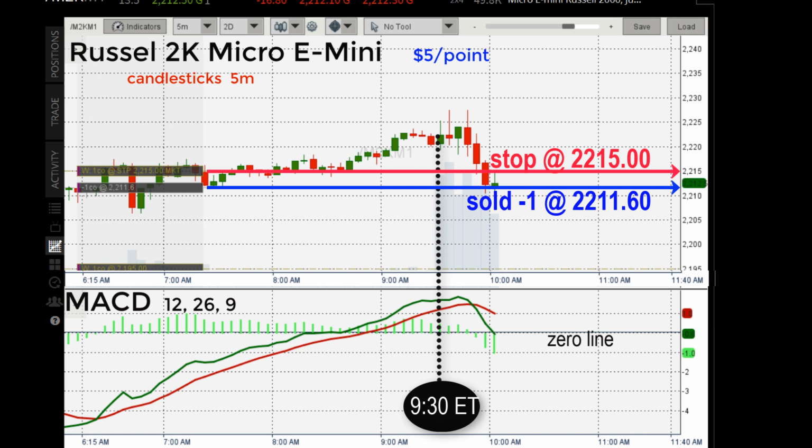Now let me frame the trade for you. Market opened at 9:30 and kind of went level for 10 minutes, then went down for about 20 minutes, and you can see that green line's below the red line, and they're headed toward the zero line, but not quite there yet. So this is not exactly a slam dunk trade here.